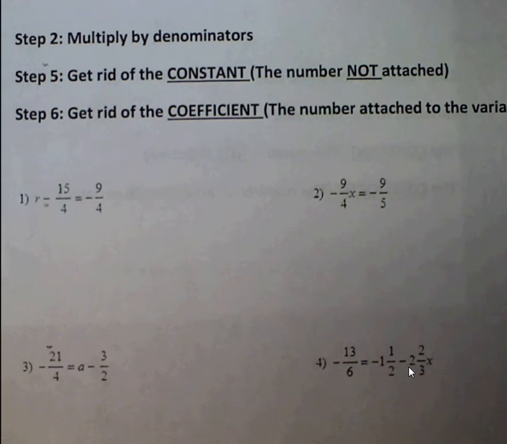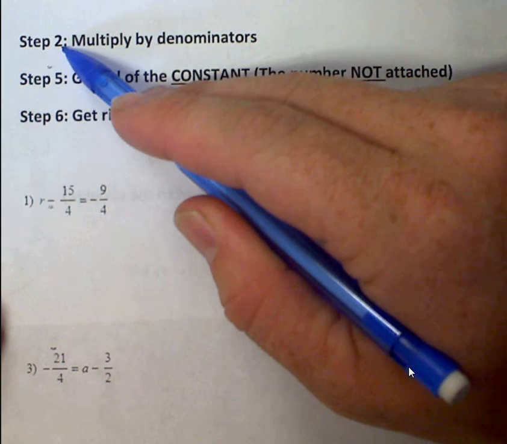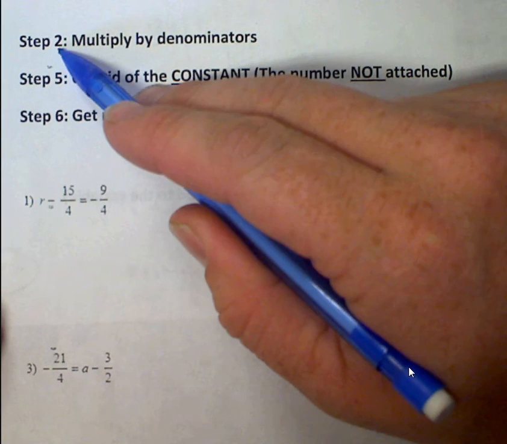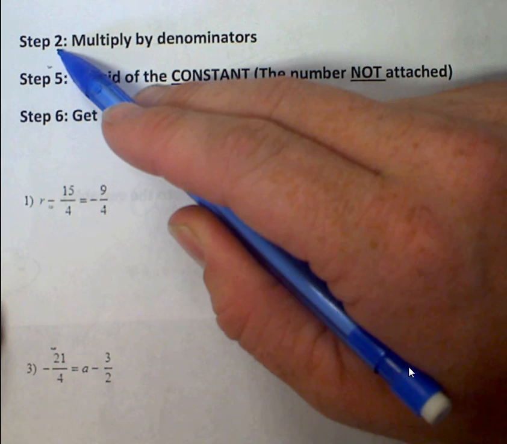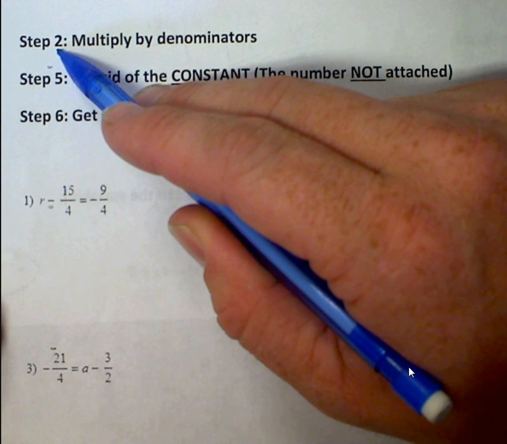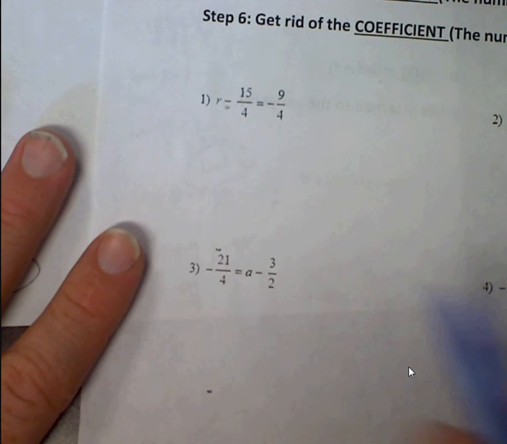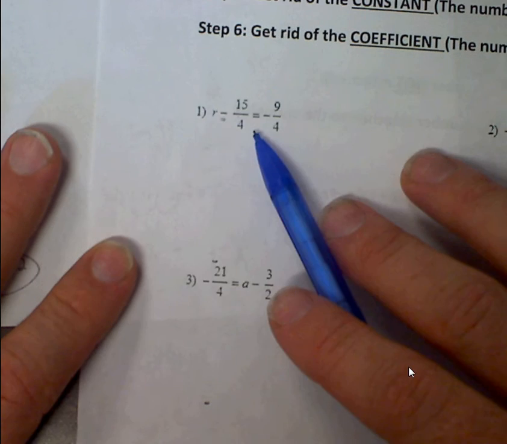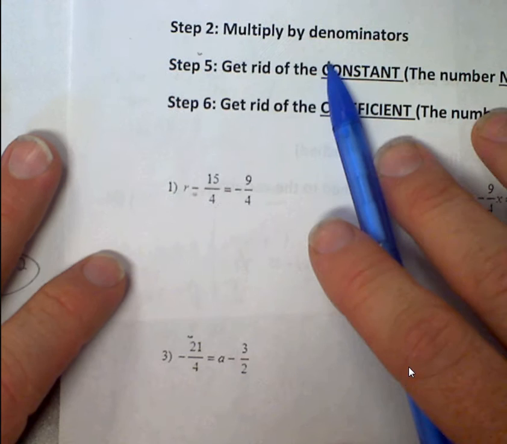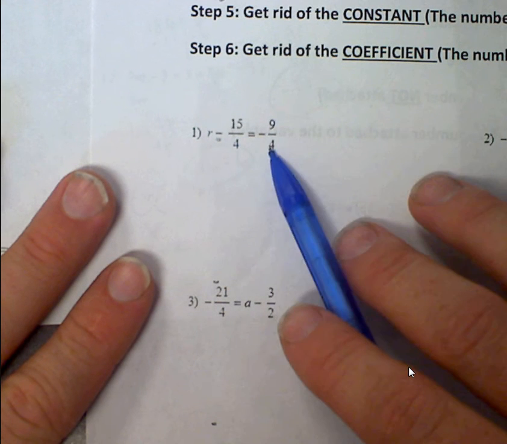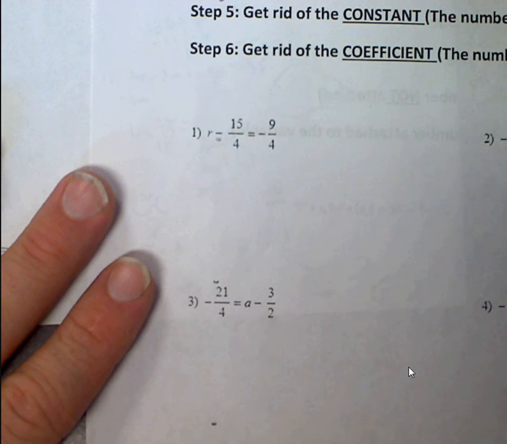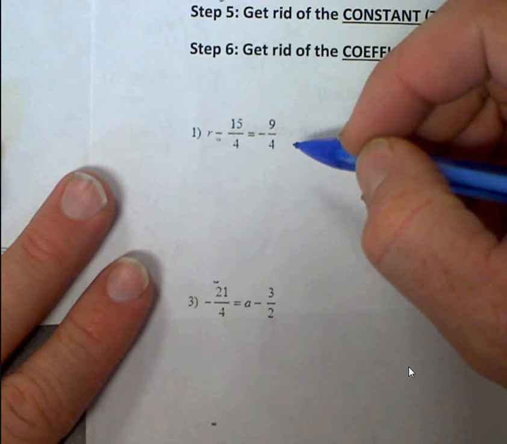Okay, we're going to go ahead and do video step 2, step 5, step 6. So this is actually where we're introducing fractions. On number 1, we're going to go ahead and multiply by denominators. Anytime that I see a fraction, we're going to go ahead and multiply by the denominator.